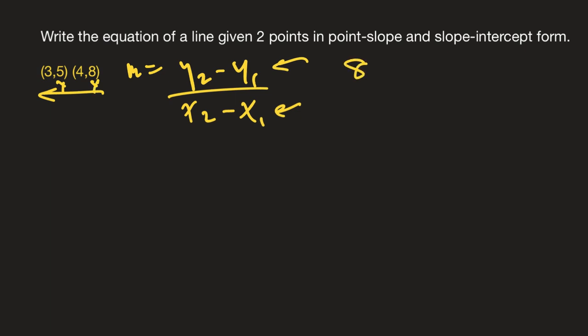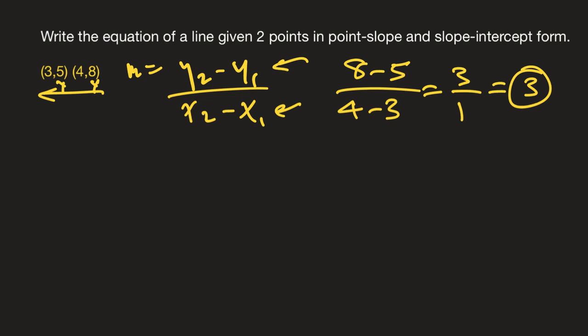So I'm going to go 8 minus 5 over 4 minus 3. Y values on top, x values on the bottom. This becomes 3 over 1, which is 3. I have a slope. That is my slope of 3. That is a vital piece of information I need to write the equation of a line. So now I have a slope and I have 2 points. So I'm going to be able to go to my point-slope form, okay?